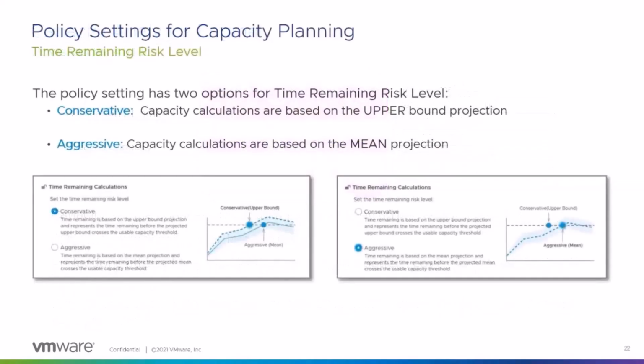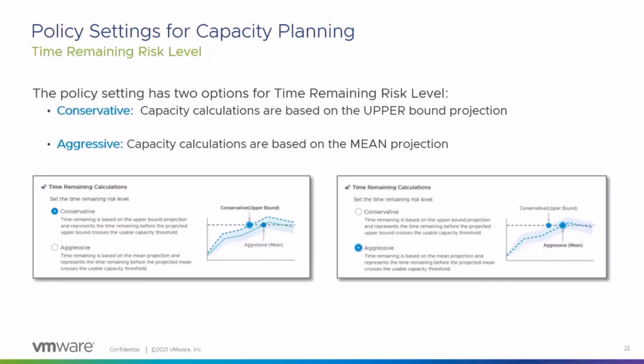With that, I'll dive into some of the capabilities to tweak the projections from the system to help get more meaningful and useful projections. You have two different options for your time remaining risk level. You can set it to conservative or aggressive. Conservative, like the name implies, is conservative. It looks at the upper bound of the projection range and says, this is my conservative projection based on the upper bound.